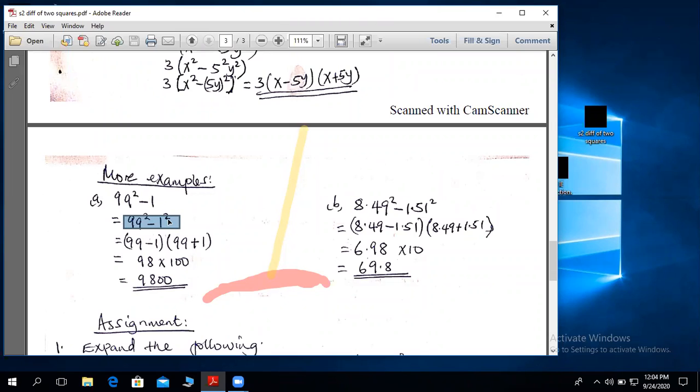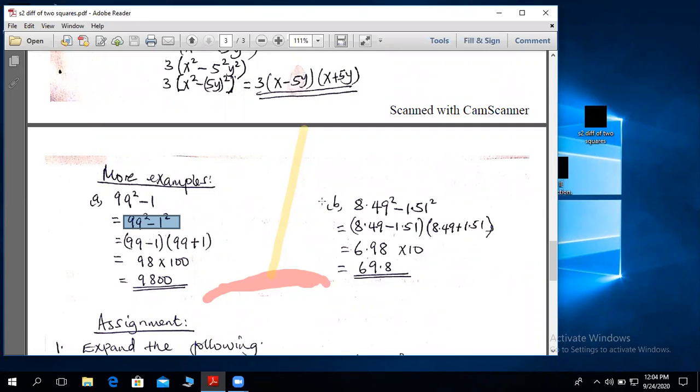What do we do with the difference of two squares? It is the same as the product or the multiplication of the sum of the two numbers and the difference of the two numbers. The sum is 99 plus 1, and the difference is 99 minus 1. And the answer will be 98 times 100. 99 plus 1 is 100. And the calculator will give us 9800.